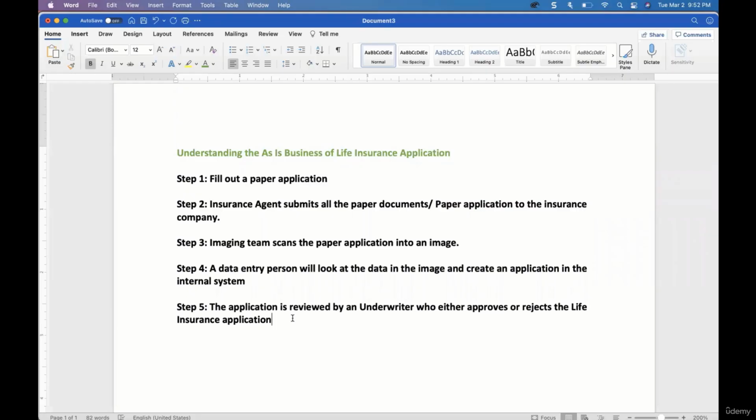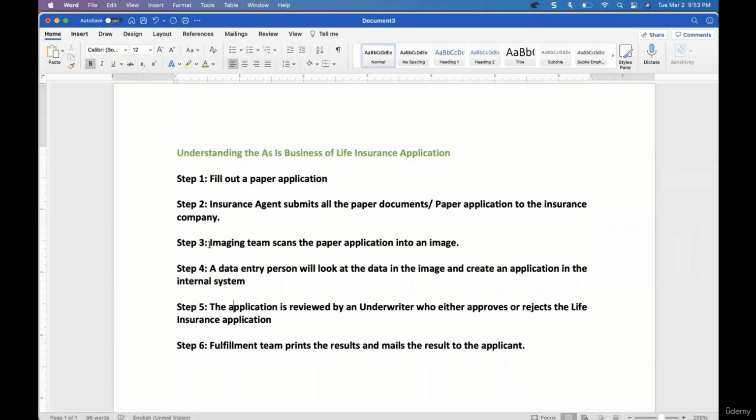The application is reviewed by an underwriter who either approves or rejects the life insurance application. All right, tell me this step. What happens after this? No, not email. They mail the response to the applicant. Perfect. So the fulfillment team prints the results and mails the result to the applicant.